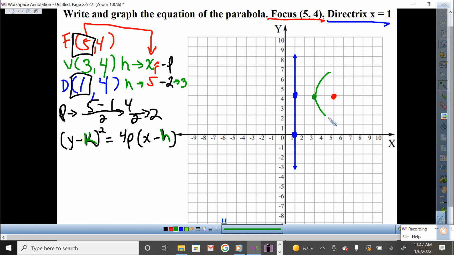So 3, 4 is right there. Graph our parabola. And do we know how to substitute values here to write our equation? Yes, just be careful, guys. For k, it goes here, it's a 4. For h, it goes over here. And the rest is history.